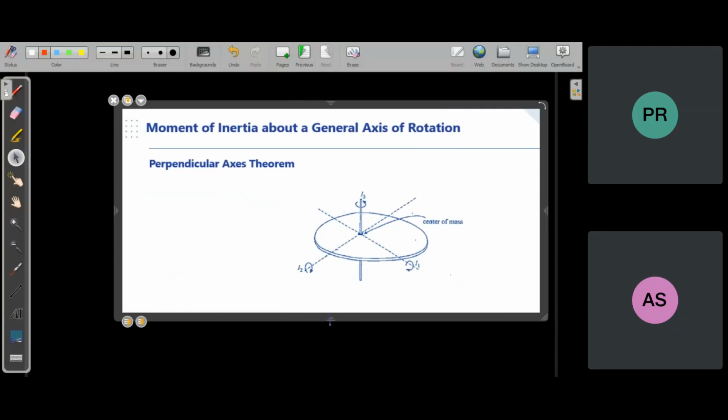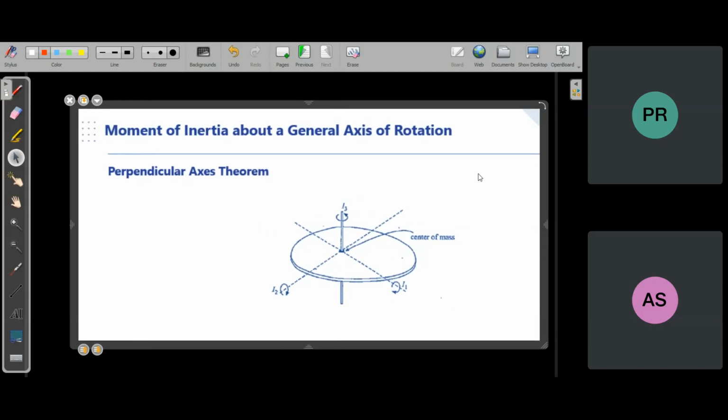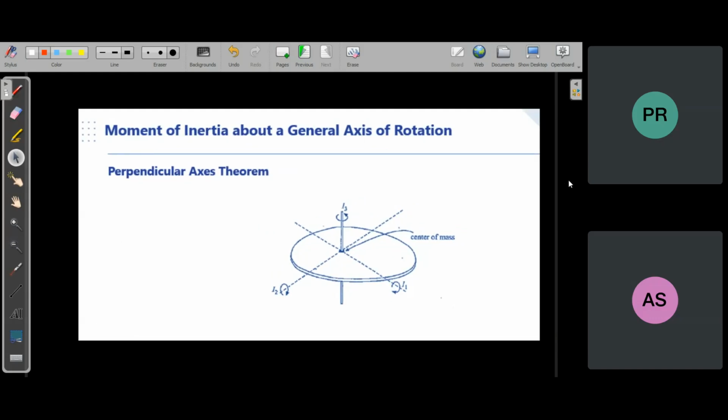There are two axis theorems, which are for the calculation of the moment of inertia of a body. One is called the perpendicular axis theorem, another is called the parallel axis theorem. So let's discuss first the perpendicular axis theorem. First of all, you have to understand that this theorem is only applicable to a plane lamina, meaning a 2D body. Write it down. You will not use the perpendicular axis theorem for a 3D body. You will use this theorem for a plane lamina.